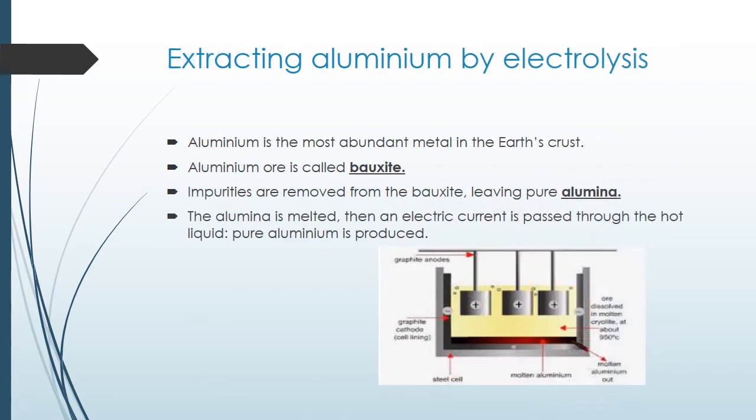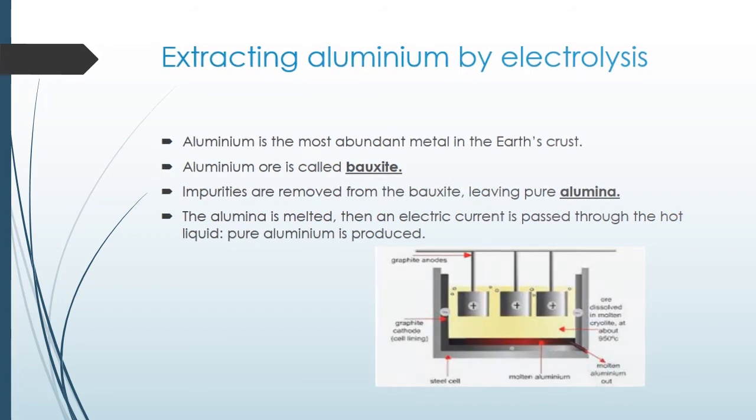Dear students, here I will explain extraction of aluminium from bauxite. Aluminium is the most abundant metal in the Earth's crust, but one of the most expensive to extract. Aluminium ore is called bauxite. Impurities are removed from the bauxite, leaving pure aluminium oxide, or alumina. The alumina is melted, then an electric current is passed through the hot liquid. Pure aluminium is produced.